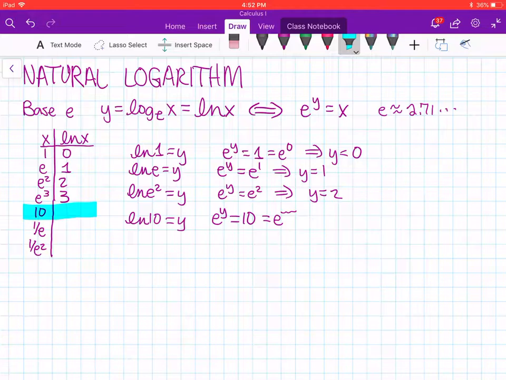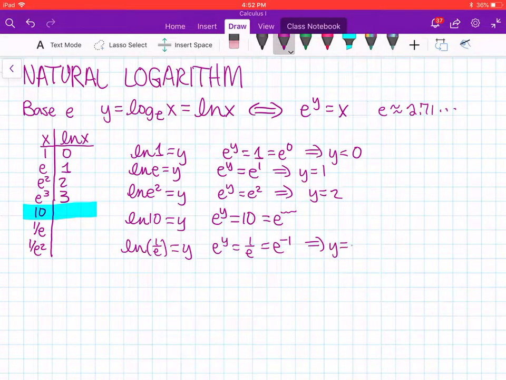But my point is that we would have to get the base numbers the same to figure out what the exponent should be. And that's why we picked nice numbers to begin with. So let's figure out what the next one is. We have natural log of 1 over e equals y. We get e to the y equals 1 over e. We can write 1 over e as e to the negative 1, and we get y equals negative 1.